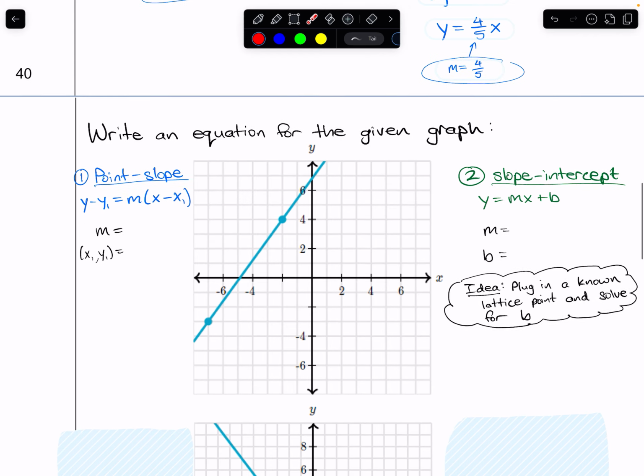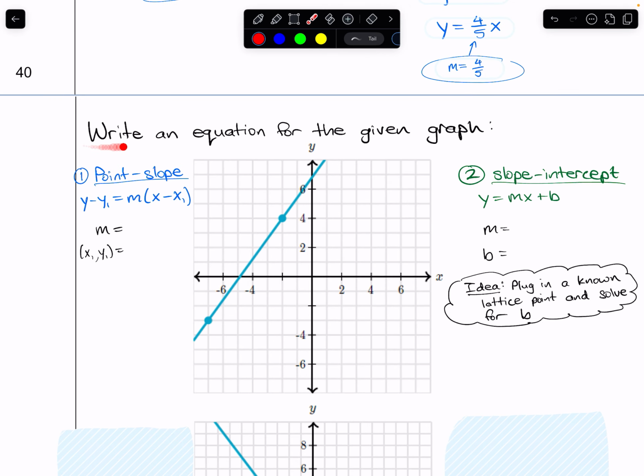On the next page, the directions got cut off, so can you please write the directions at the top? It should say, write an equation for the given graph. So you're given this line on the first graph, and again, there's actually 2 ways to do this. If you prefer point slope form, the y minus y1 equals m times x minus x1 form, then I'll show you that way in a moment. I will also show you how to use slope-intercept form if you prefer that way. So let's start with point slope form.